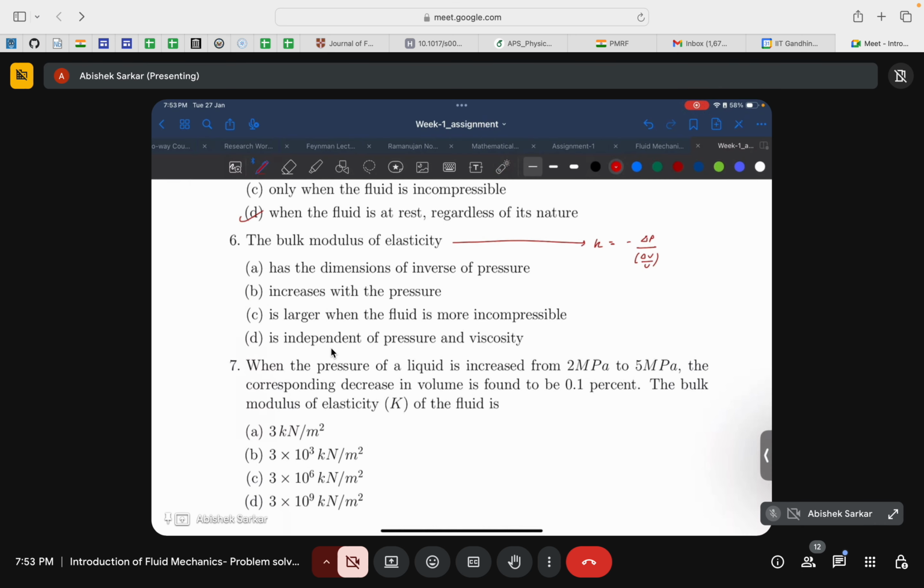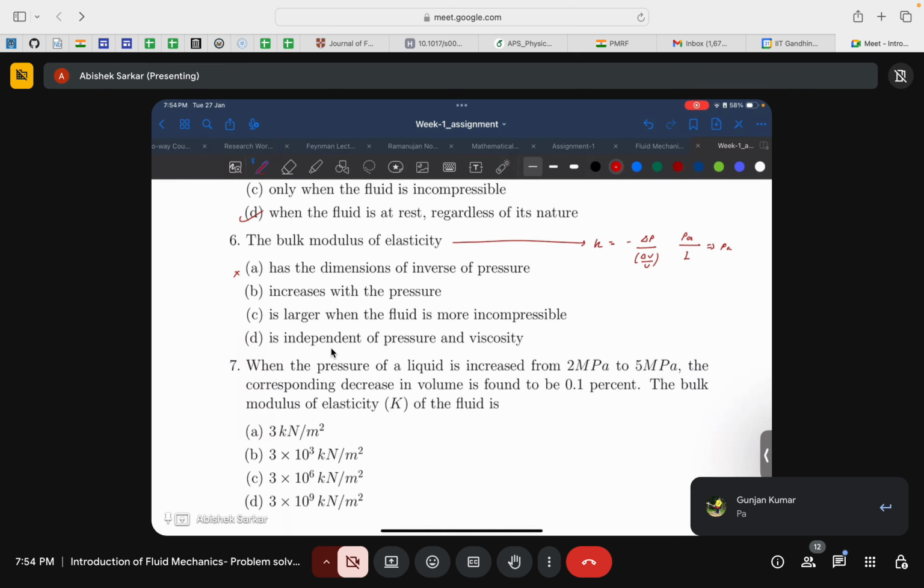So what would be its units? For delta P, it would be pascals, right? Pressure unit is pascal, and delta V by V is a ratio, and both of them have the same unit, so it will be 1. So the unit of bulk modulus would actually be pascal, same as pressure. So option A is incorrect. Correct? Yes, thank you, Gunjan. So option A is incorrect.